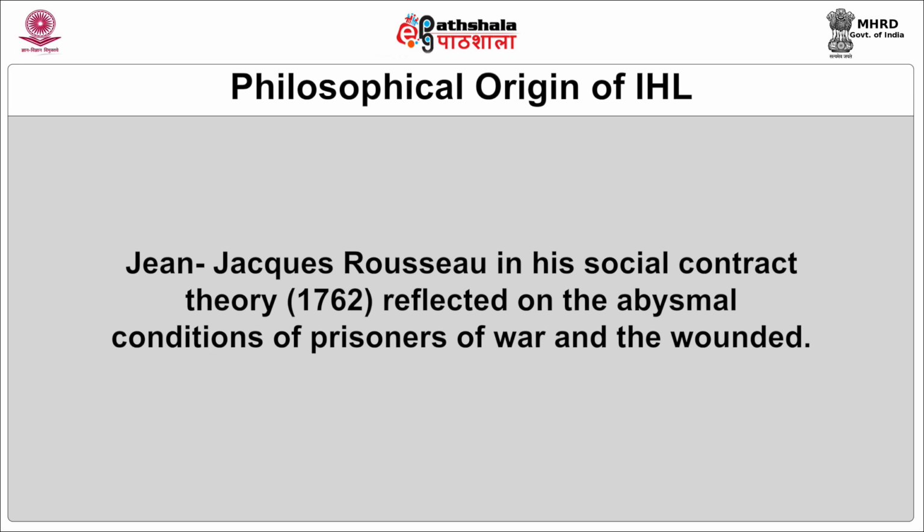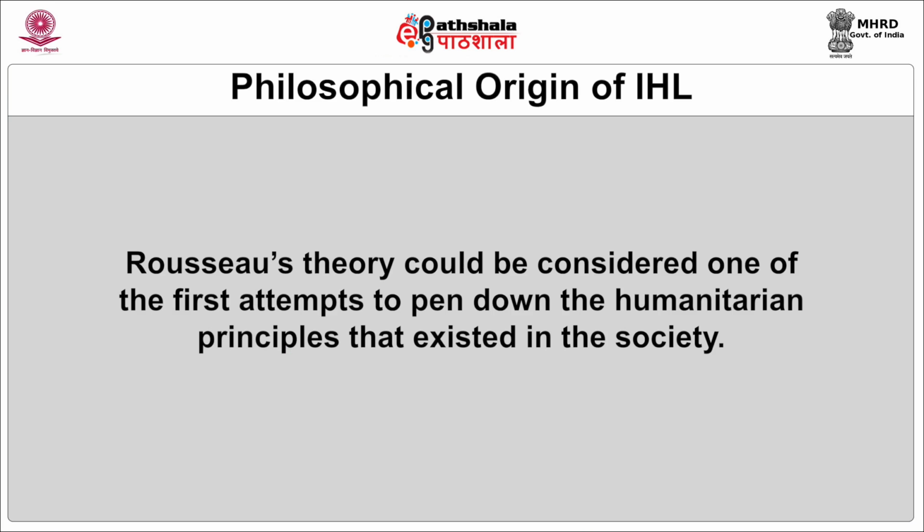Jean-Jacques Rousseau, in his Social Contract Theory of 1762, reflected on the abysmal conditions of prisoners of war and the wounded. He argued that the prisoners or the wounded should not be further exposed to reciprocal attacks of belligerents. Rousseau's theory could be considered one of the first attempts to pen down the humanitarian principles that existed in the society.